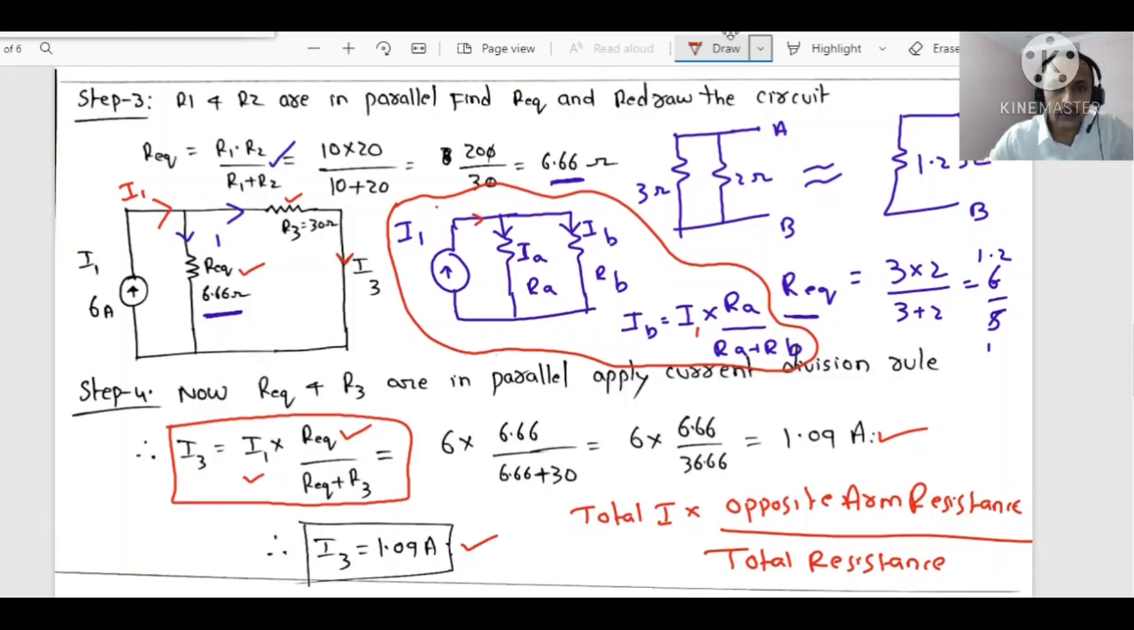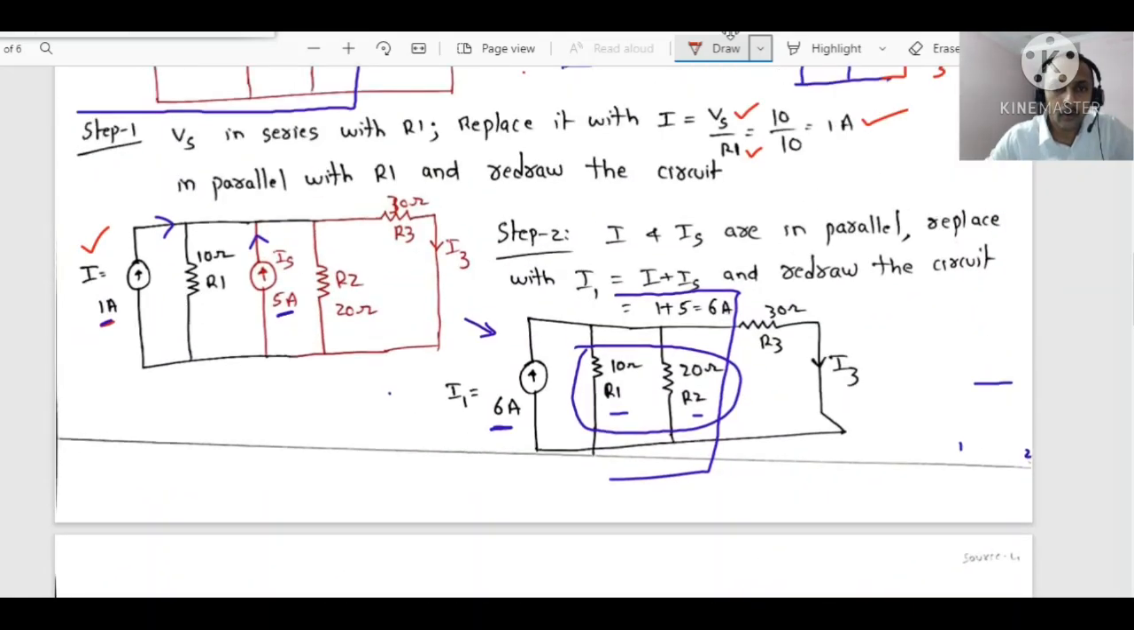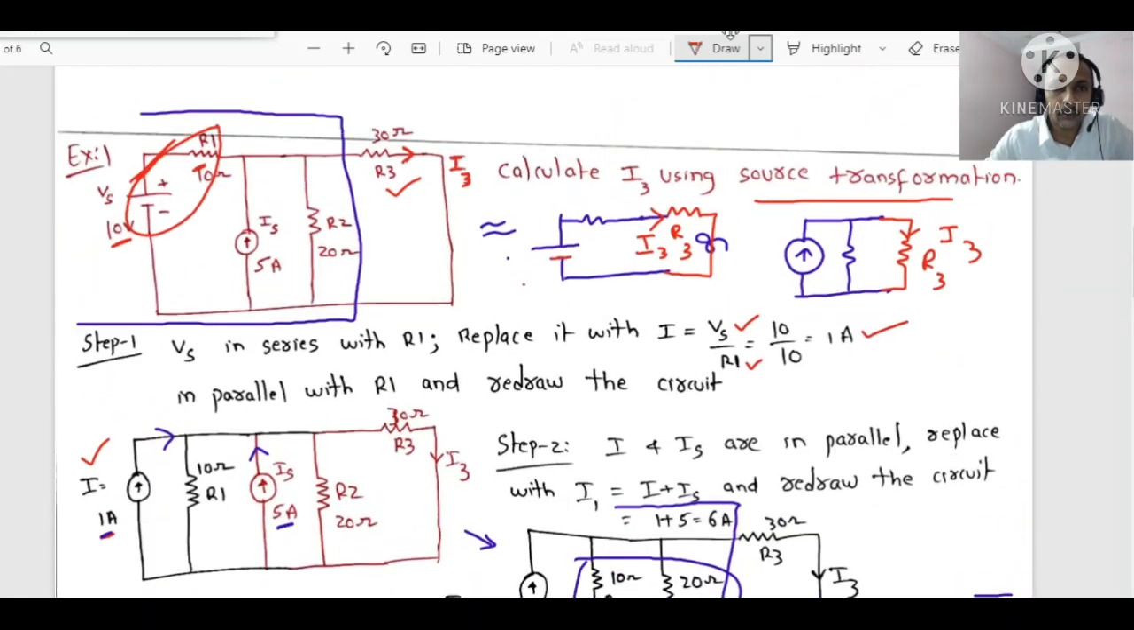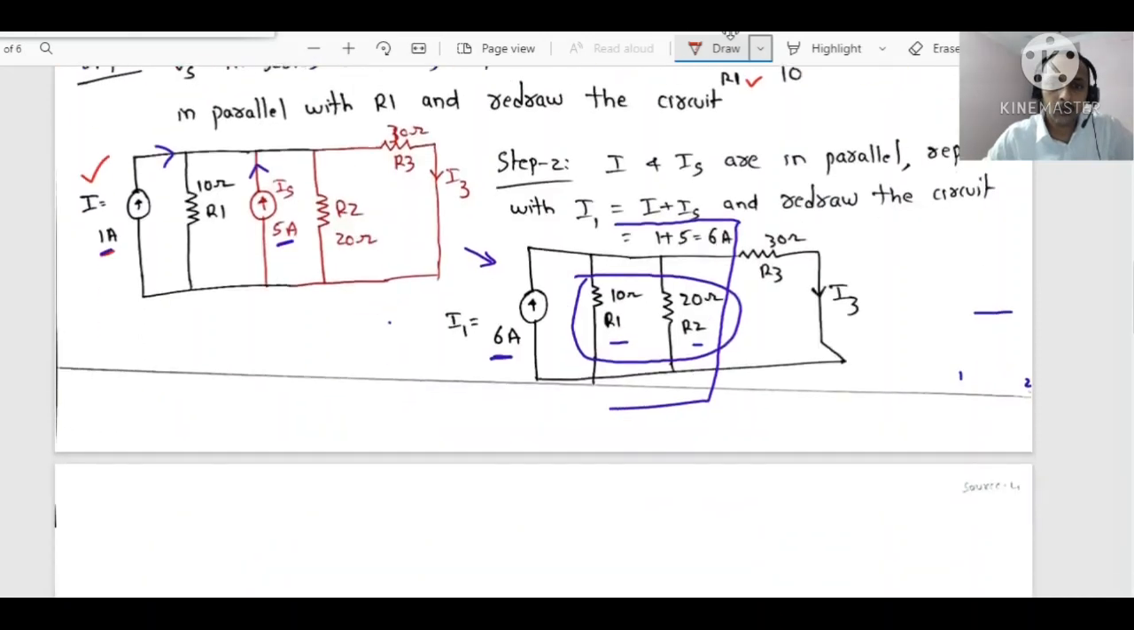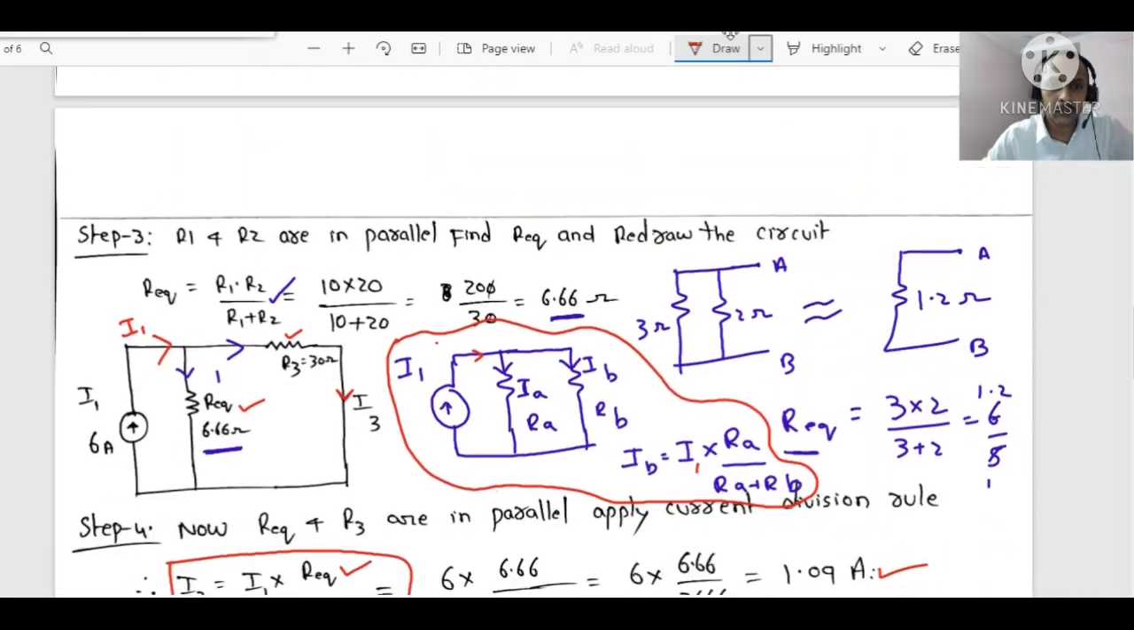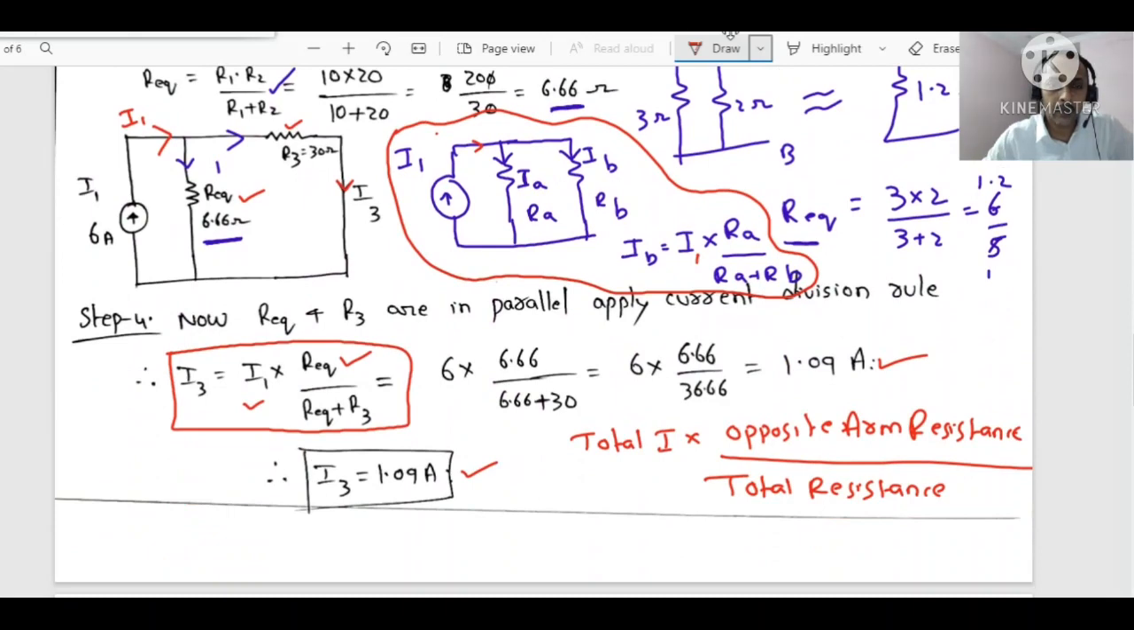While doing the problems on source transformation, you have to draw more number of times. You have to redraw the circuit. Whatever previous step you have simplified, you have to show it in the form of a diagram in the next step. What simplification you have done, that is to be visible. It's not that only for the final answer you will get the full marks. For the procedure and steps, you will be awarded the marks.